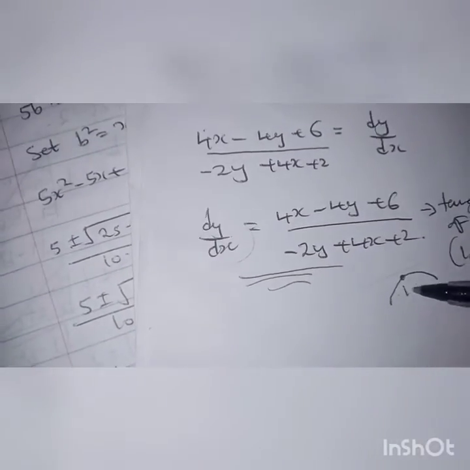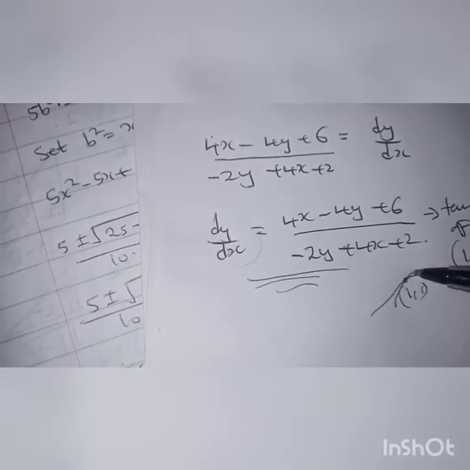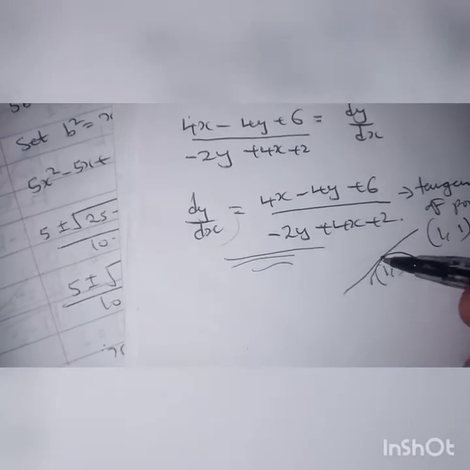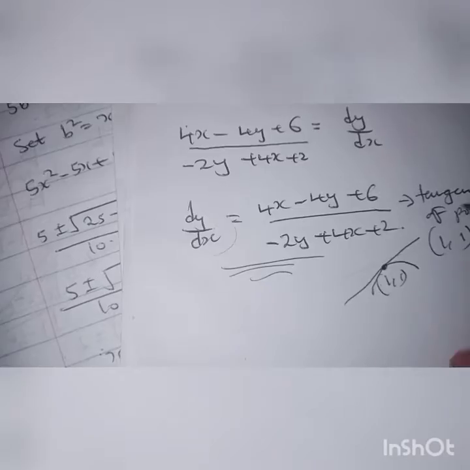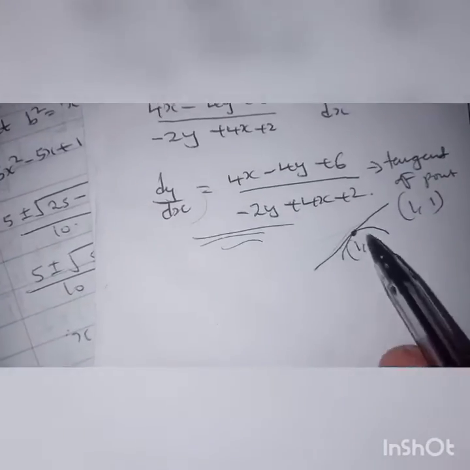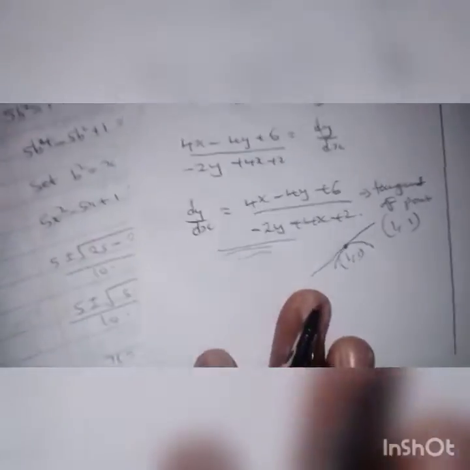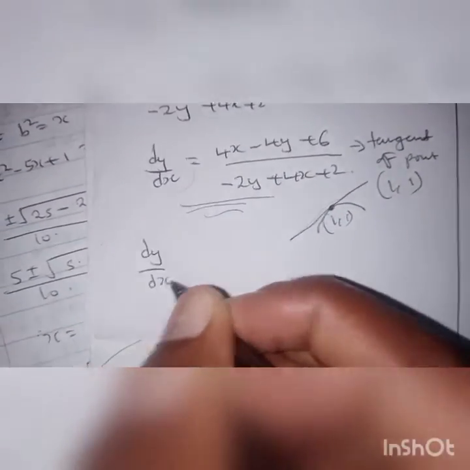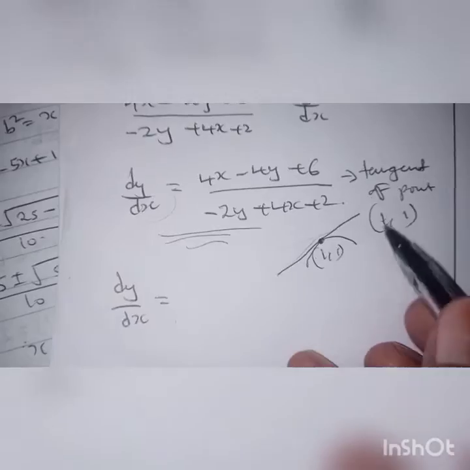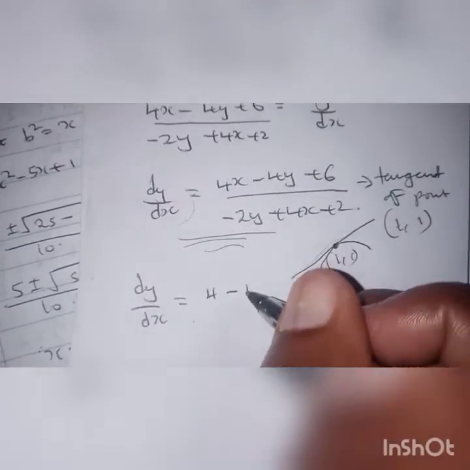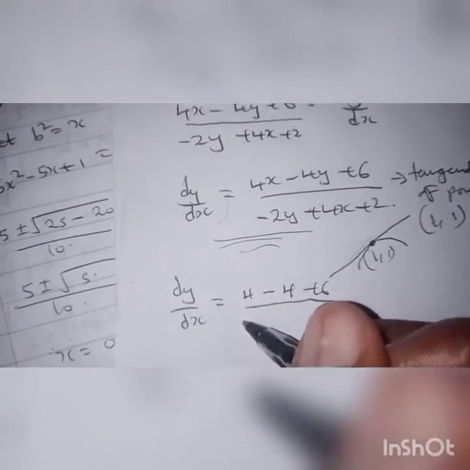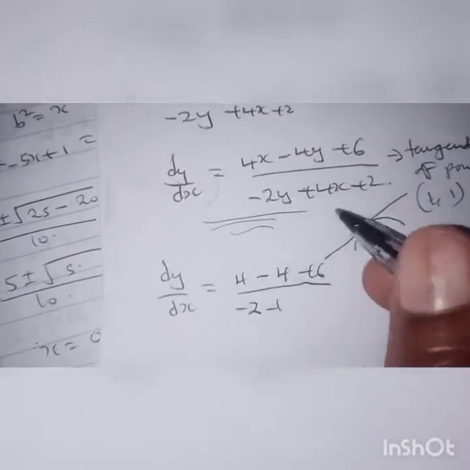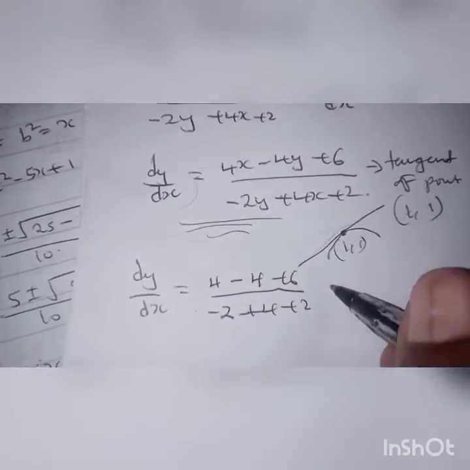In this one, it was the point 1, 1. The gradient of this line passing through that point is the tangent, meaning it only touches a single point on the curve. Therefore, dy/dx equals 4 multiplied by 1, which is 4, minus 4 multiplied by 1, which is 4, plus 6, all over minus 2 multiplied by 1, which is minus 2, plus 4 multiplied by 1, which is 4, plus 2.